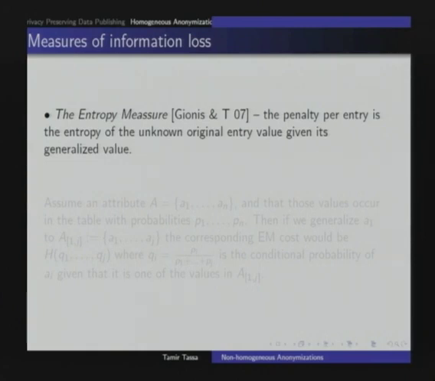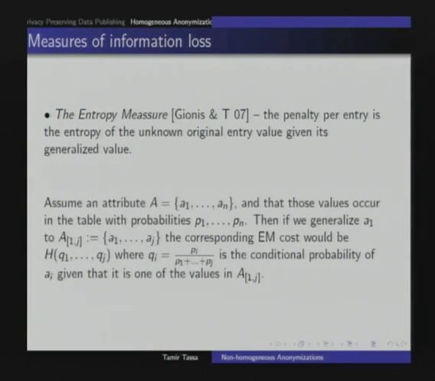The amount of uncertainty, if I try to guess or infer what was the original value when I see only that the age of the person is in some range. And here we have some description of the definition, but maybe I'll skip it because it's not very essential for the remaining of the talk.